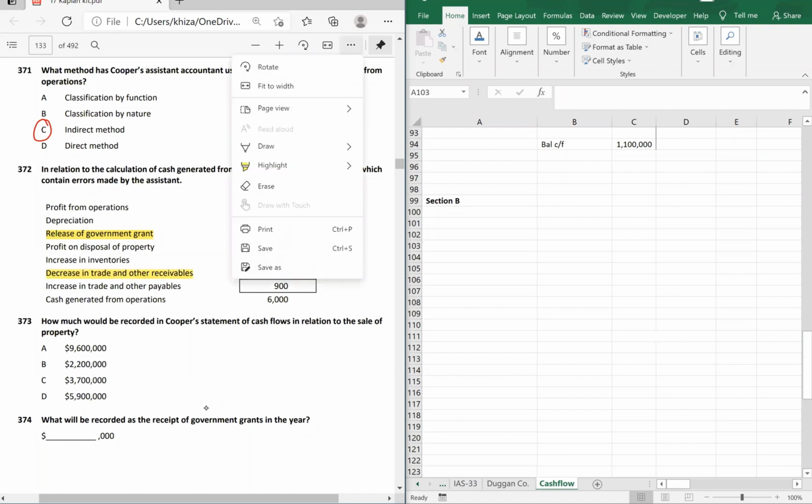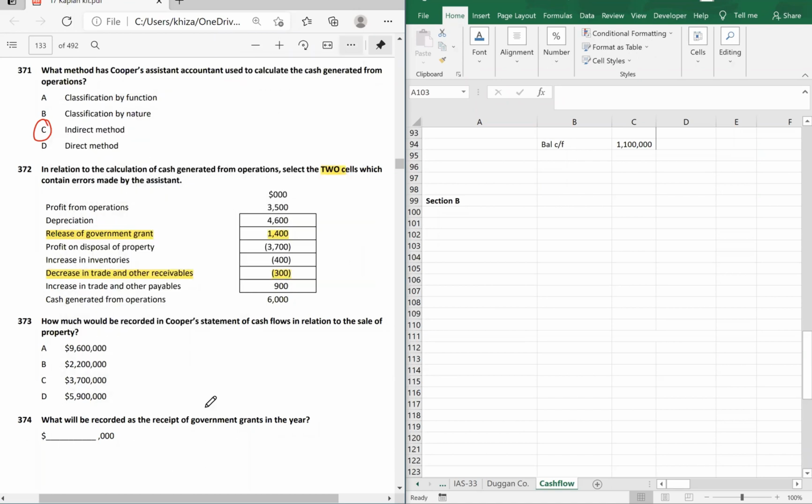You can draw the logic like this as well. Inventories and receivables are current assets. If they're moving in the same direction, the positive or the negative should be the same. Inventory is increasing, trade receivables decreasing, and they're both being deducted. So obviously there is something wrong with either of the two, right? Yes.